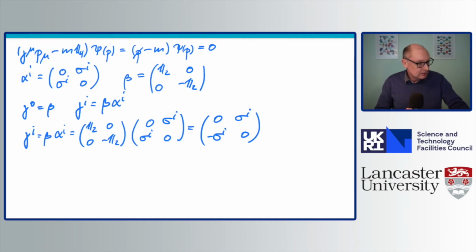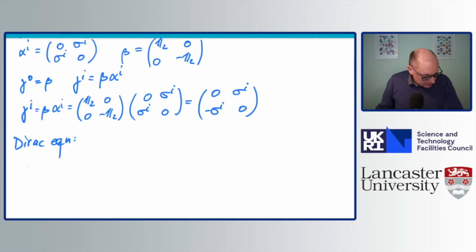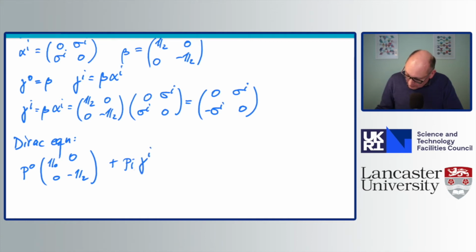Now, this means that the Dirac equation can be written as, if we write out the terms in the contraction gamma^mu p_mu, we then get a Dirac equation saying that p_0 times gamma^0 plus p_i gamma^i, with p_i lower and gamma^i up, minus m times the identity matrix, all acting on psi of p must be 0.